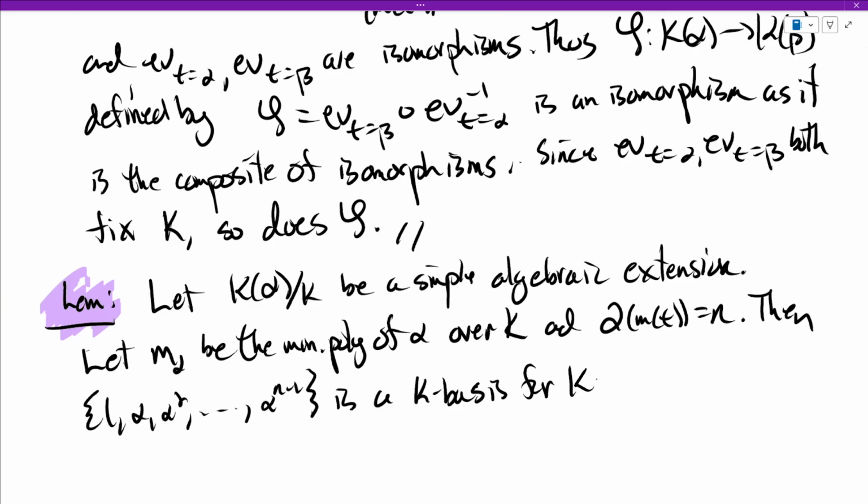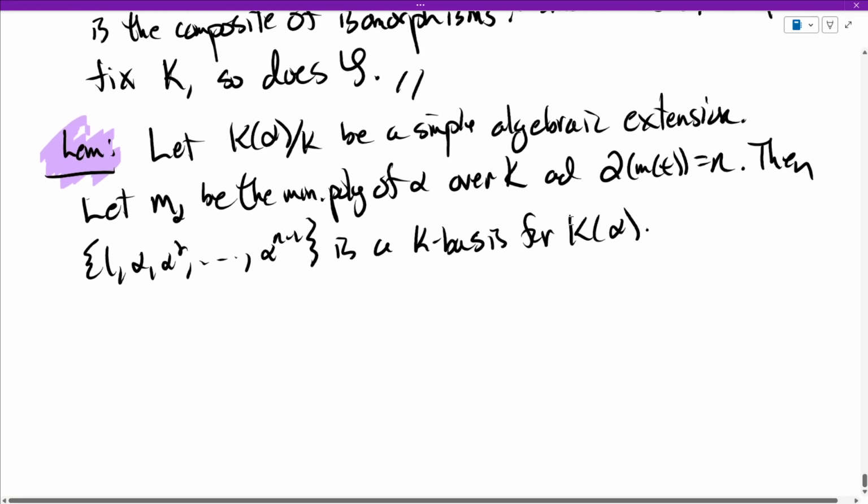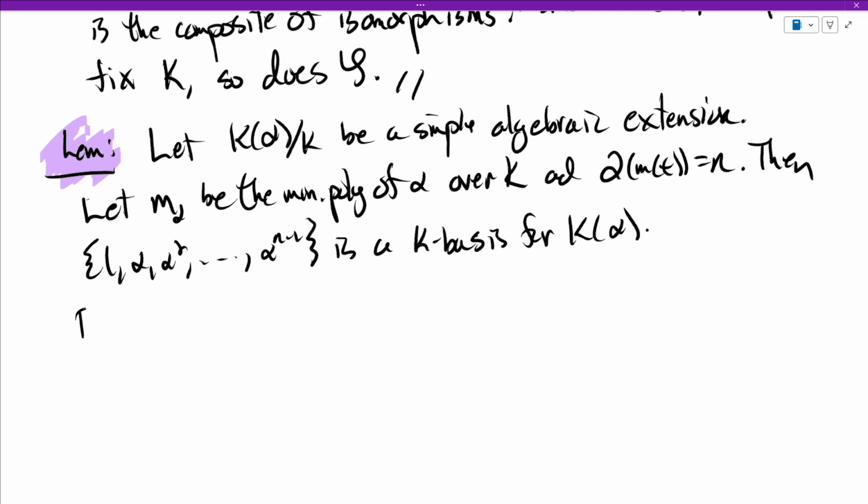for k adjoin alpha. We'll get more into the vector space theoretic properties of these extensions. So linear algebra is going to enter the picture in the next chapter. But for now, we can make this observation. This is an incredibly helpful observation as well. It seems silly, but it's not.